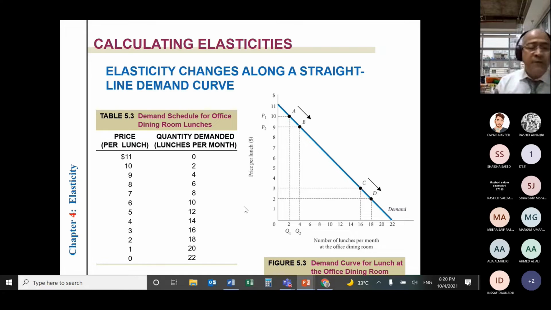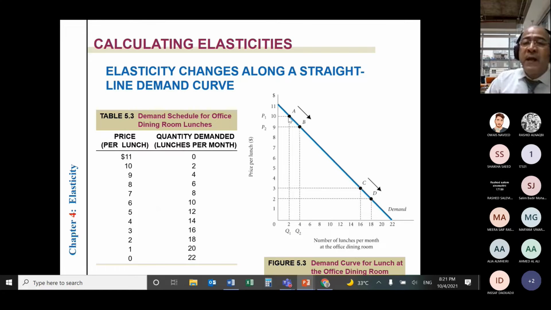Help me if you have a calculator. Let me start with point A. Calculate price elasticity of demand at point A, or when the price is 10. So how do we calculate? Please listen to this example. If you understand this, everything will be so easy.